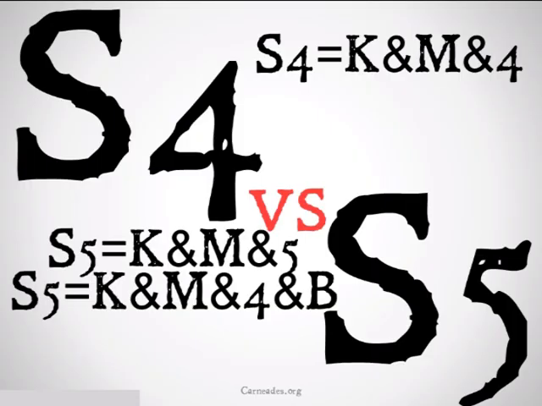The important point here is that the difference between S4 and S5 is going to be principle B. Yes, it can be distinguished as whether you're adding 4 or whether you're adding 5 to K and M, but remember, 4 is basically contained in 5, and 4 and B are equivalent to 5. So the key difference here is whether or not we should add B to our system.